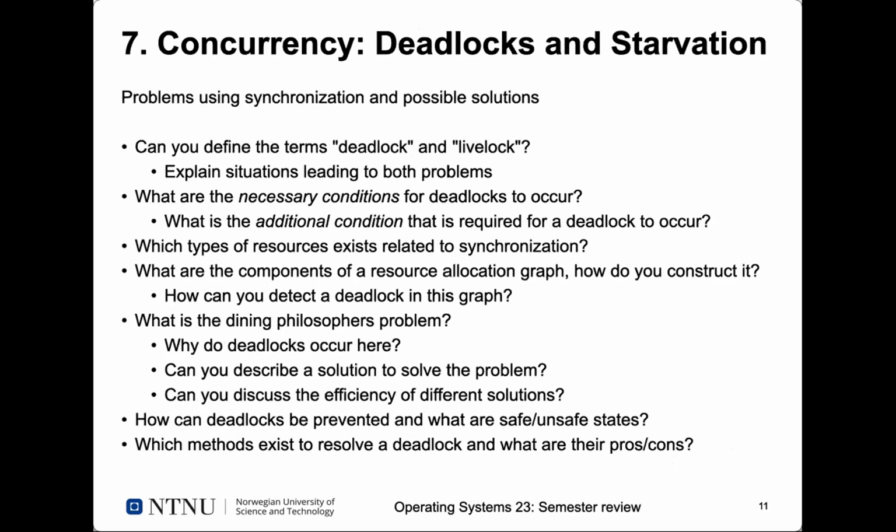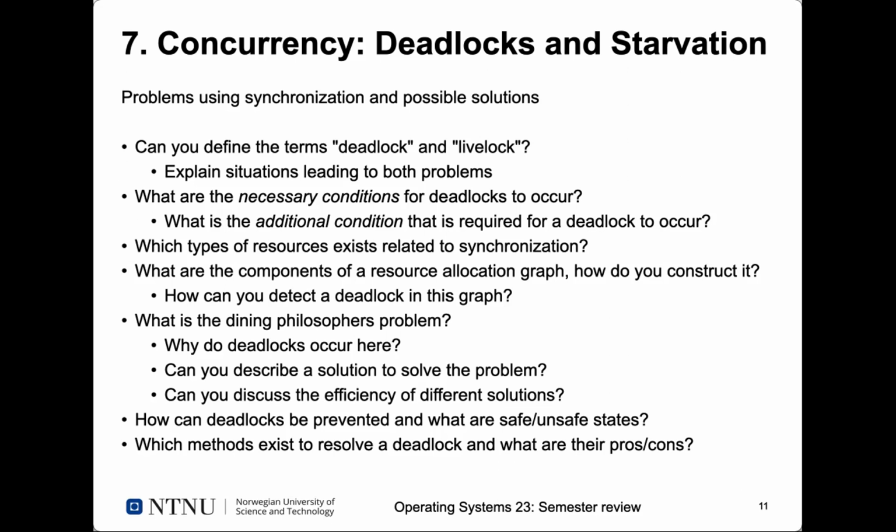Then we talked about further problems with concurrency, so deadlocks and starvation, so the problems that show up and how we can solve this. So here we have central terms, deadlock and livelock. So you should be able to define the terms and explain, give examples, for example, for situations leading to deadlocks or livelocks. You should know about these three necessary conditions for deadlocks to occur, and you should also know about the fourth additional condition, that's a required condition.